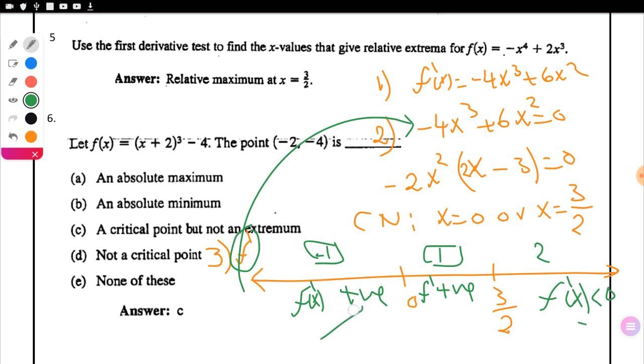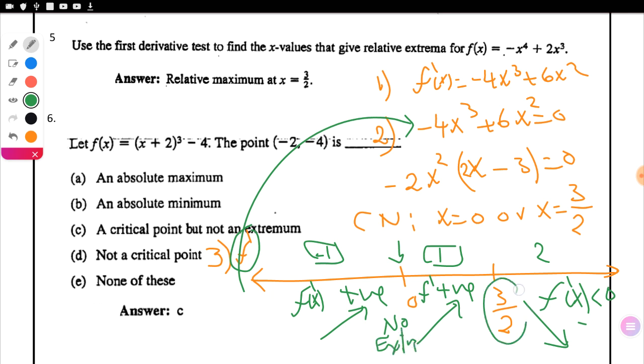Positive means increase. Here, increase. Negative means decrease. Look here, at the critical number 0, the behavior of the function does not change. It's still the same. Increasing, increasing. So at 0, we don't have any extrema. Here, no extrema.